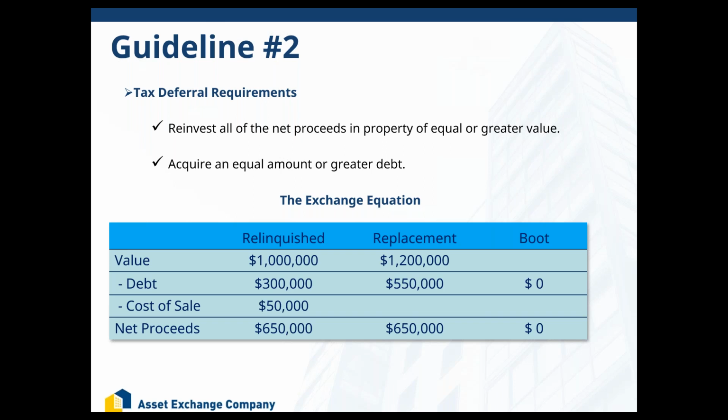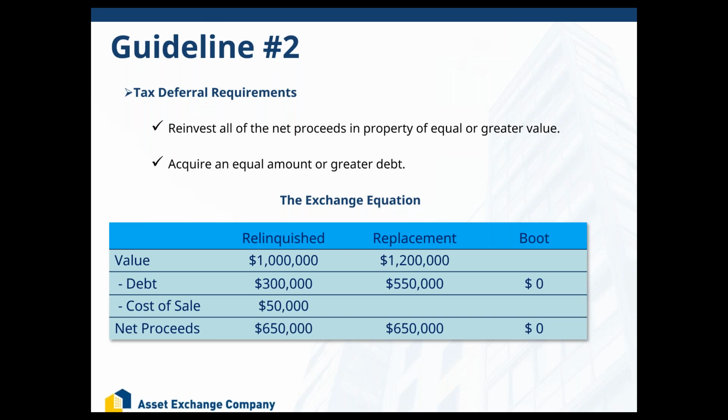Now what are they going to do with that amount? Well, in this example, they're going to take that entire $650,000 and use it towards purchasing a replacement property for $1.2 million. So by doing that, they just meet rule number one. Because they're taking the entire net proceeds, the $650,000, and they're buying a replacement property that's greater in value than what they sold. Because they sold for $1 million, and they're buying a property for $1.3 million.